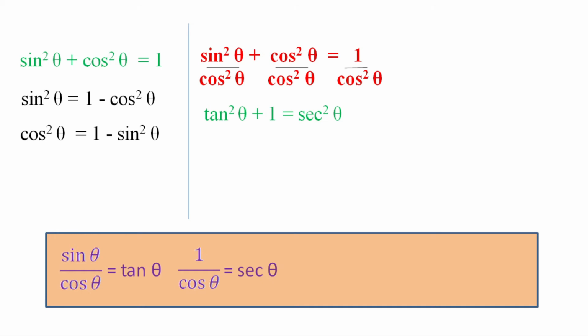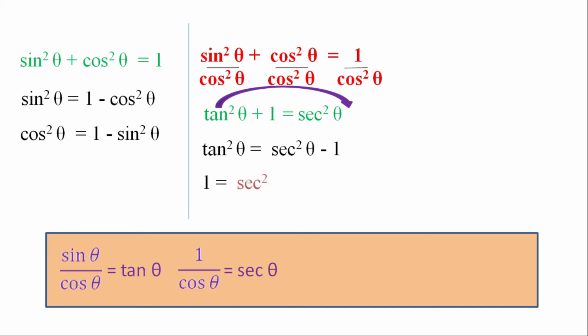Now how to get the remaining identities? We just need to simply transfer terms on the right hand side. So if we transfer 1 on the right hand side, we will get our next identity: tan square theta is equal to sec square theta minus 1. Similarly, if we transfer tan square on the other side, we will get our next identity, that is 1 is equal to sec square theta minus tan square theta. So this is how we can get the remaining 3 identities.